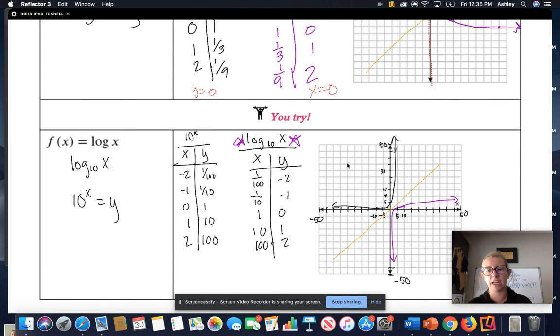We're going to do more graphing next week, add some of those transformations that we talked about with the exponentials. So make sure you ask me questions if you have any questions on this.